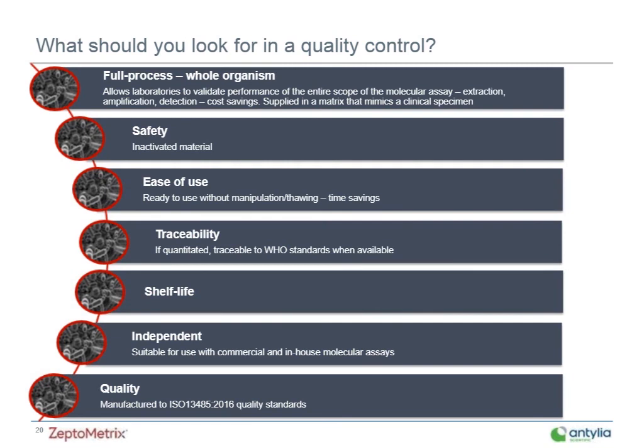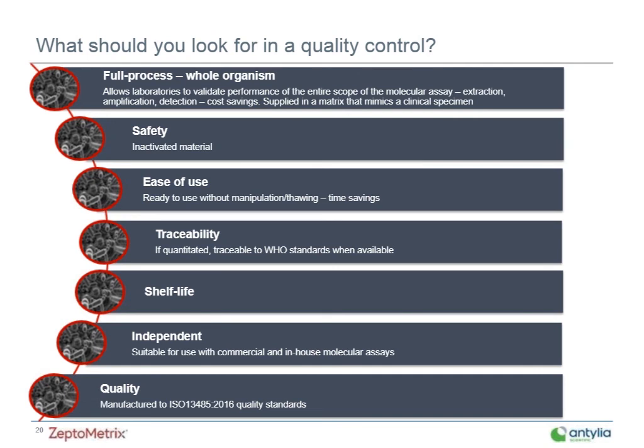So what should you look for in quality control? This is kind of a laundry list of things that I think are really important to consider. You want to have a full process or whole organism control, like we talked about. This really allows laboratories to validate the performance of the entire scope of the assay that you're using. Especially in a molecular PCR-based assay, you really want to track the extraction, amplification, and the detection. And by using a full process control, you get all three in one. So it's a huge cost savings.